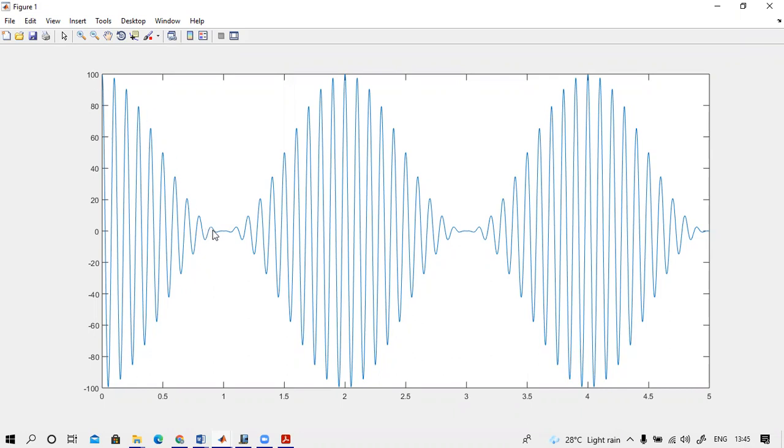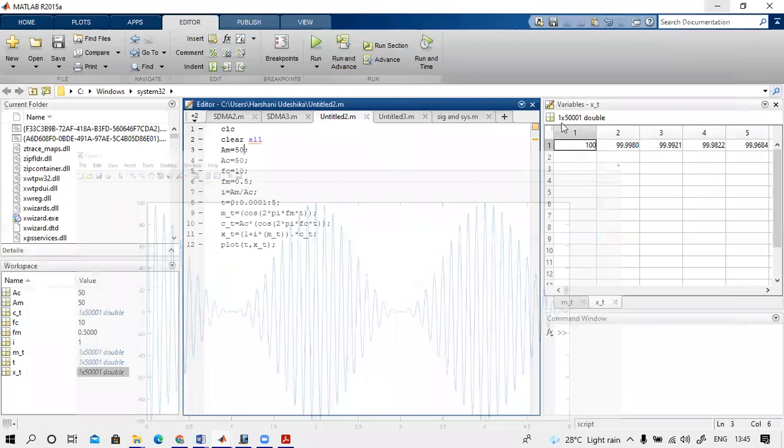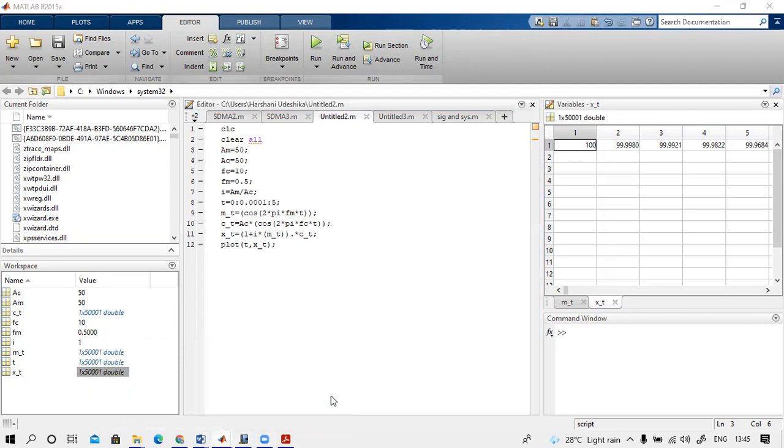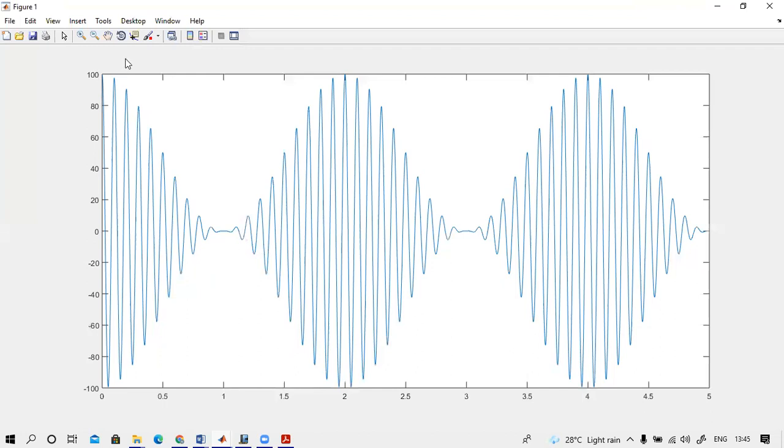our envelope touches the zero axis. This is the zero axis, no? It touches and it is again starting here, like this, okay? Okay, 50-50, okay? So you can see that we get AM as 50, AC as 50. So we have maximum A max as 100, 50 plus 50. And my minimum is 50 minus 50, we have 0.